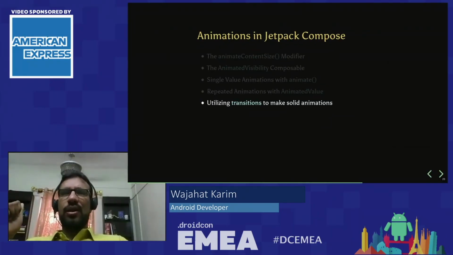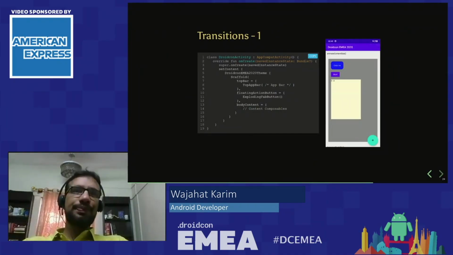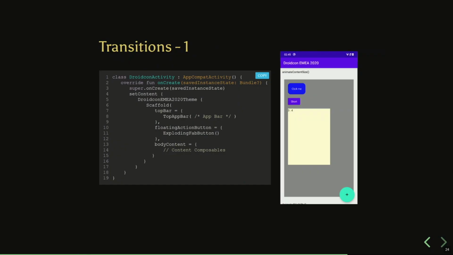Finally, we are here for transition. Transition is the most powerful method in Compose to create animations you cannot imagine. It's literally the best thing in Jetpack Compose, at least when I'm interested in animation. This is awesome. I will show you a very simple example, which might have taken more effort in the traditional Android view.